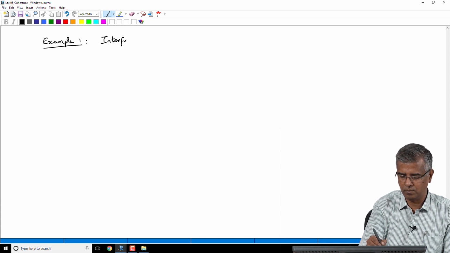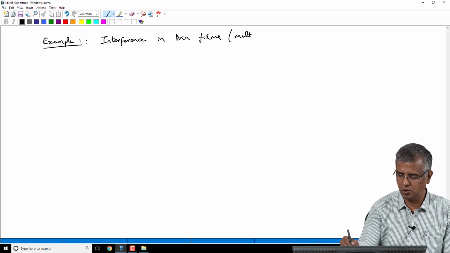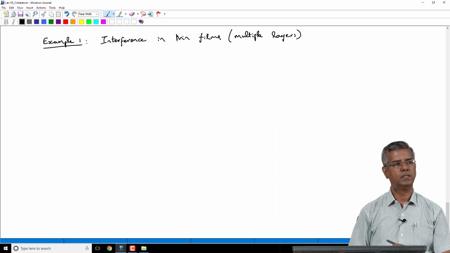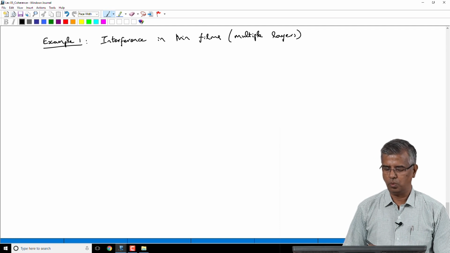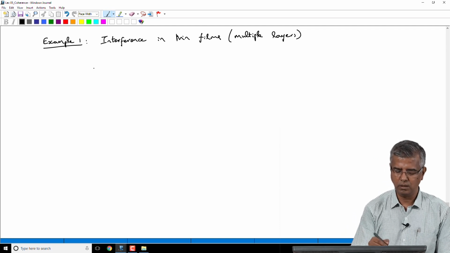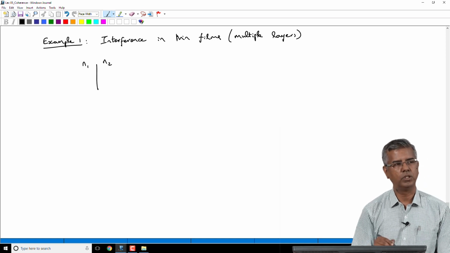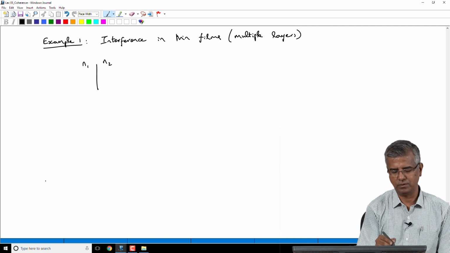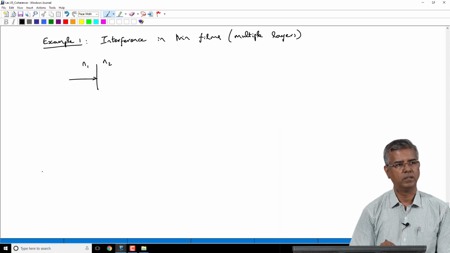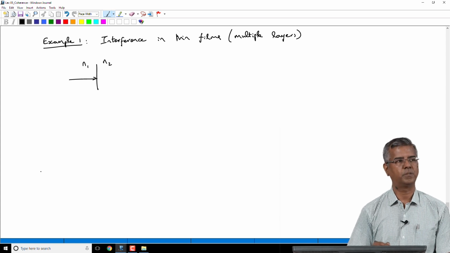Let us start with the example of interference in thin films, which actually constitutes multiple layers. Okay. So, what is this based on? Now, whenever light goes from one medium to another, okay, let us say a nice plane wave is coming and hitting this interface, okay. What do you expect to happen?